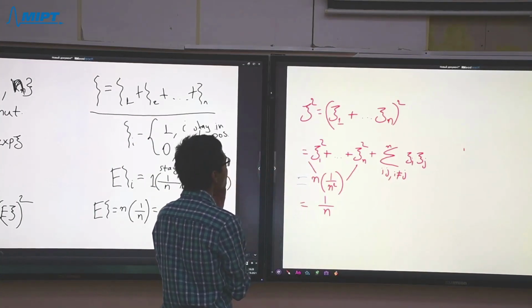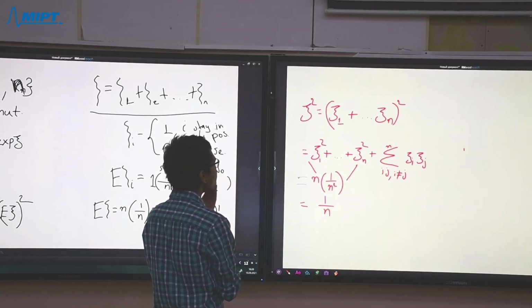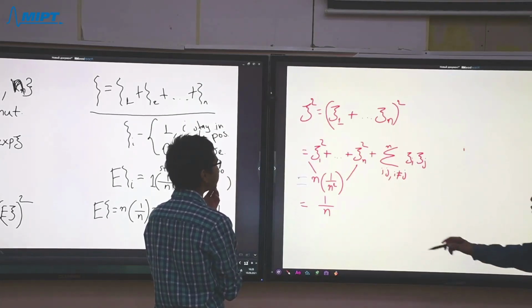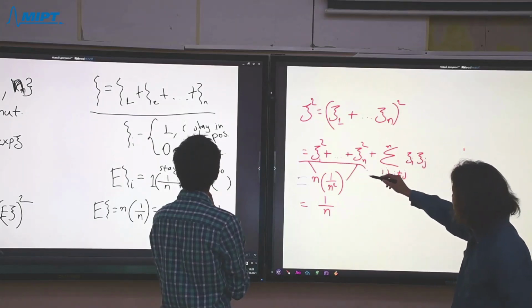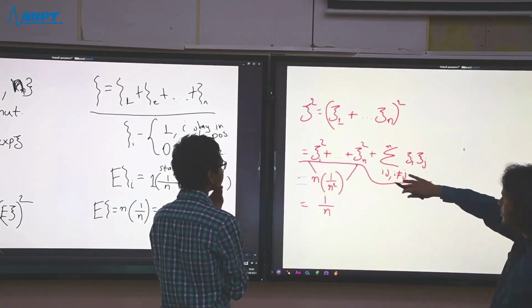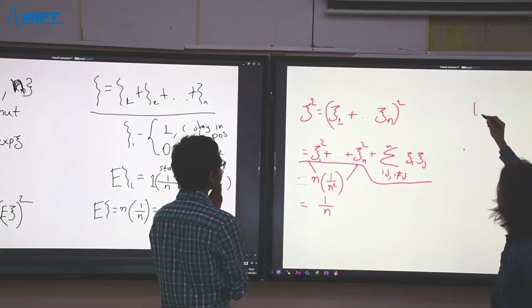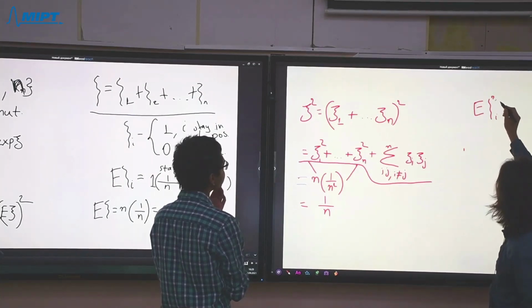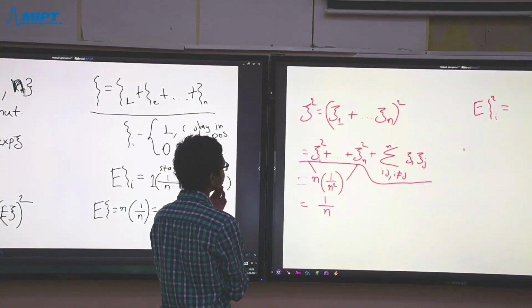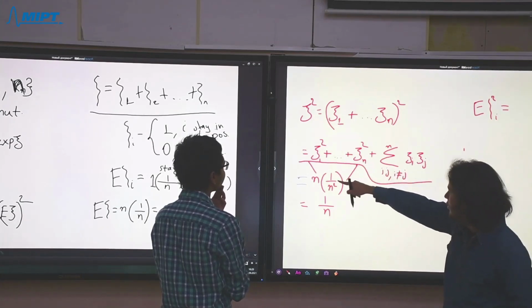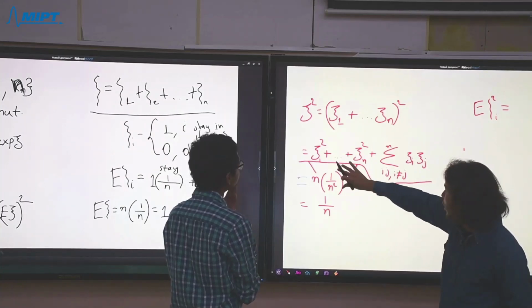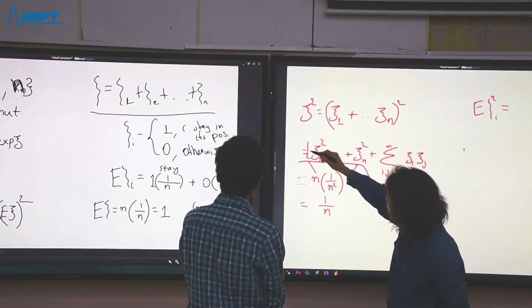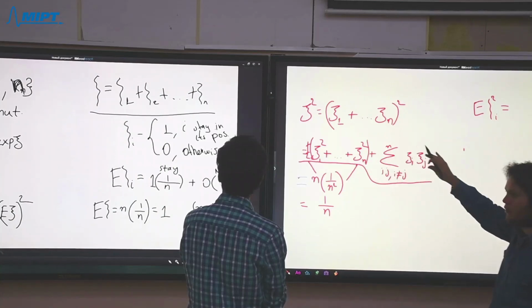What is n times 1 over n squared? Wait, don't confuse. So we have this random variable. Now you can write the expected value if you want. So let's find the expected value of psi i squared. What's the expected value of psi i squared? So this is not 1 over n squared, right? We are talking about the expected value here. So don't forget to write the expected value of all of this.